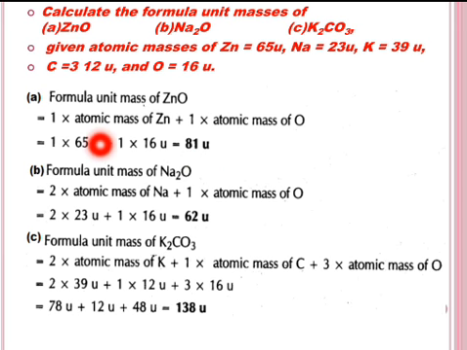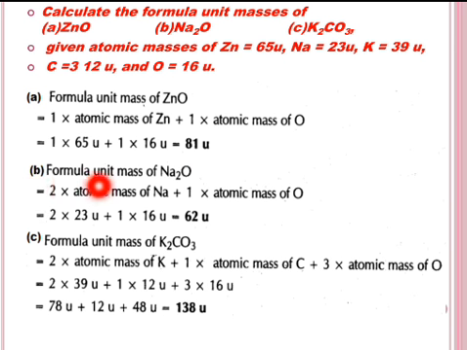So atomic mass of zinc atom is 65 U, as it is given in this question also, plus atomic mass of oxygen, that is 16 U. So by adding 65 with 16, you will get the formula unit mass of zinc oxide as 81 U or 81 unified mass.